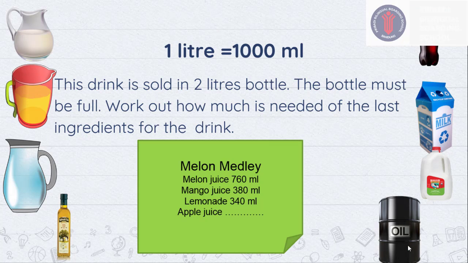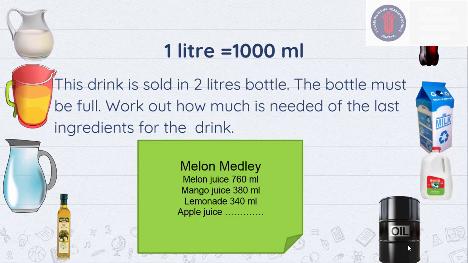Okay, let's see equations like this. 1 liter equals 1000 milliliters. That is the important thing that you have to remember to master this topic. For example, there is a question like this. This drink is sold in 2 liter barrels. The barrel must be full. Work out how much is needed of the last ingredient for the drink.